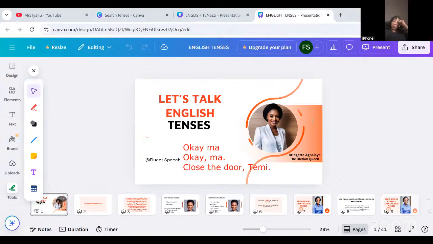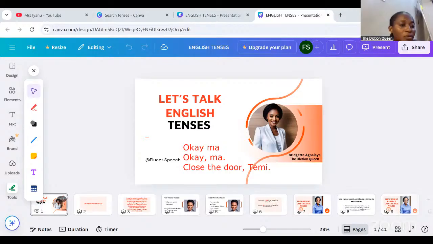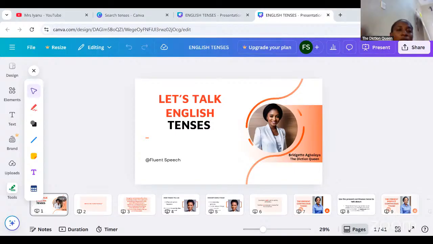Now, let's quickly take this short quiz. This would help me understand better your strength around tenses. Then we'll go into explaining it. So I want to share the task. So this is what we're working on.